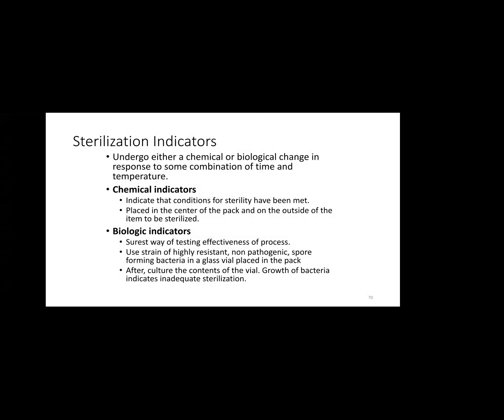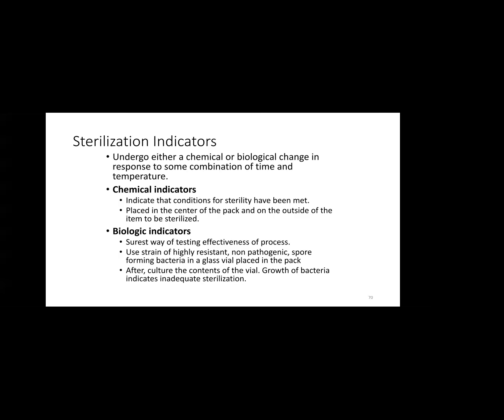So now, you've got chemical indicators. These ones will indicate whether the conditions for sterility have been met or not. They are placed in the center of a pack and on the outside of the item to be sterilized. These are available commercially, and they will help you indicate certain parameters to say, well, have we done a good job in sterilizing, or have we done a bad job?